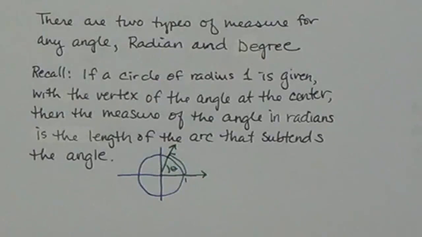Recall, if a circle of radius 1 is given with the vertex of an angle at the center, then the measure of the angle in radians is the length of the arc that subtends the angle. All that means is that if we're looking at the unit circle, and I take my initial ray out to some terminal ray, that angle is centered with the vertex at the origin, and we consider the length of the arc the measure in radians. So if my terminal side were at the y-axis where my value is 1 on the unit circle, I would be looking at an angle length of pi over 2.